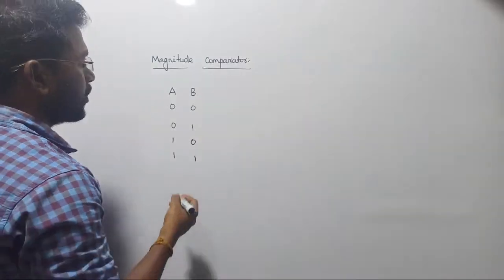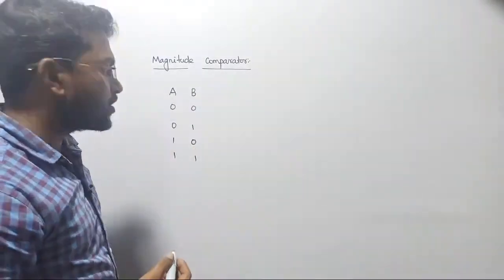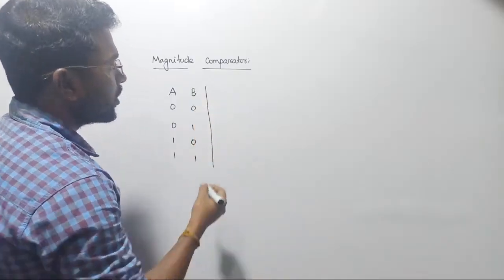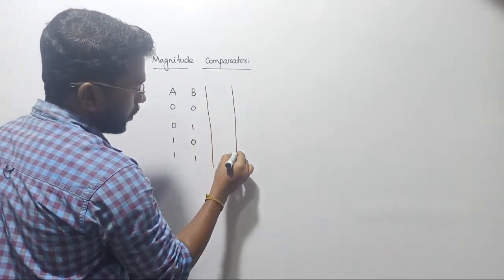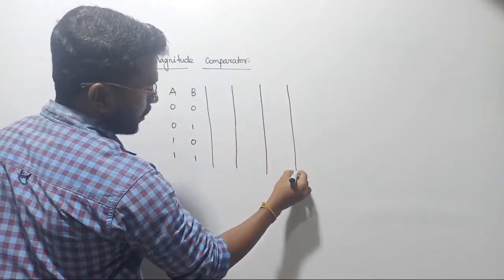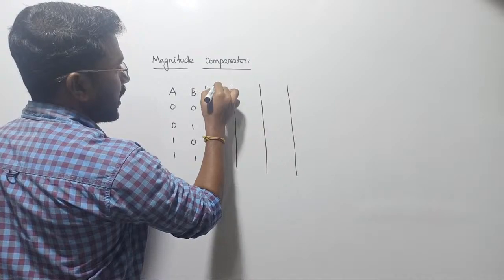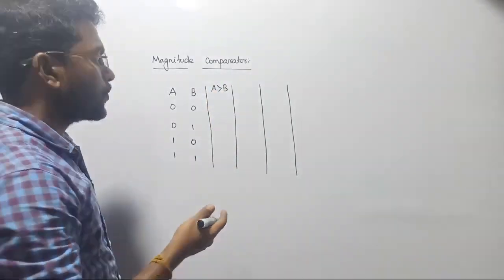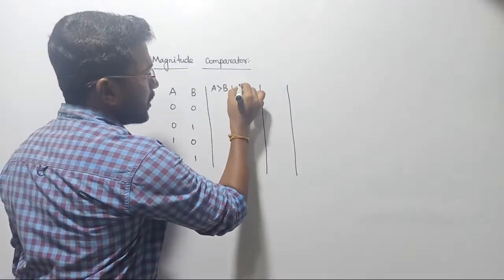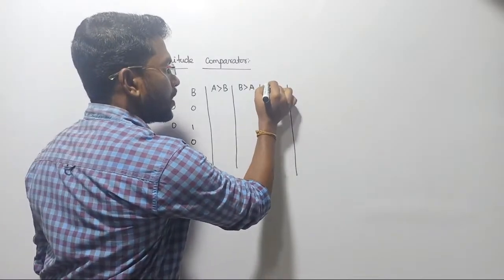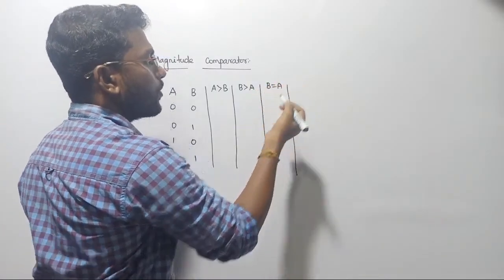Okay, fine. So let us see, for these 4 combinations of AB, how many possible outputs are there? There are 3 possible outputs. Let us see one by one. The possible outputs are, for example, when A is greater than B, one type of food will be selected. When B is greater than A, another type of food will be selected. Whenever B is equal to A, some other type of food will be selected.